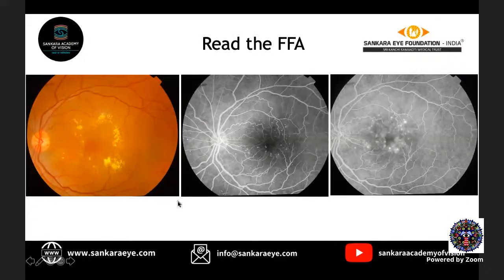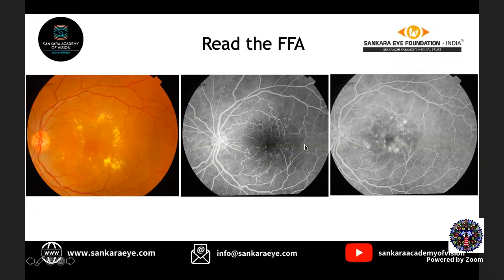So we have a color photograph here and the two angiograms. Kindly read. Sir, this is the left eye of the patient. Very good. In the color photograph, we can see hard exudates surrounding the macula. The predominant finding is that there are hard exudates in the posterior pole. And the vessels are looking tortuous. In the fundus fluorescein angiography, we can see microaneurysms surrounding the foveal avascular zone, and in the late phases we can see leaking from them.